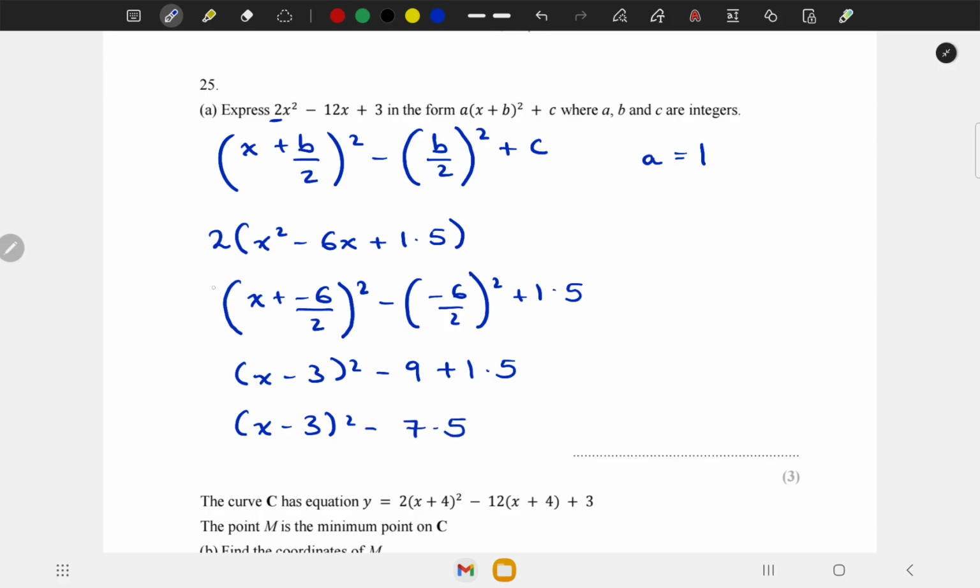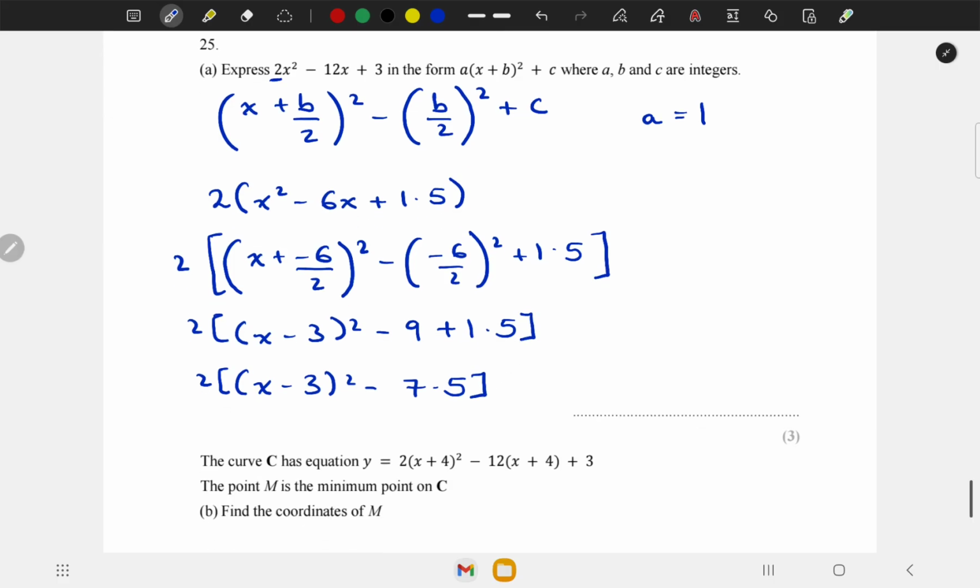Now remember, in the beginning we had pulled out the 2. You ensure that you carry it down all through, and you go ahead and expand the bracket in the very end. So when I expand this, 2 remains 2, (x minus 3) squared. Do not expand the first part, but you can expand the second part. 7.5 multiplied by 2 would give me 15. And that is my solution.